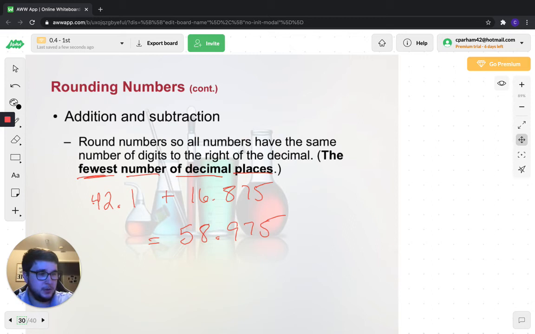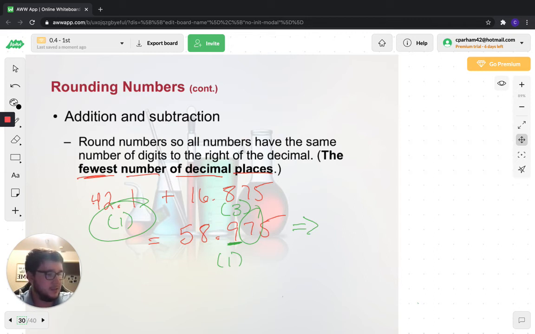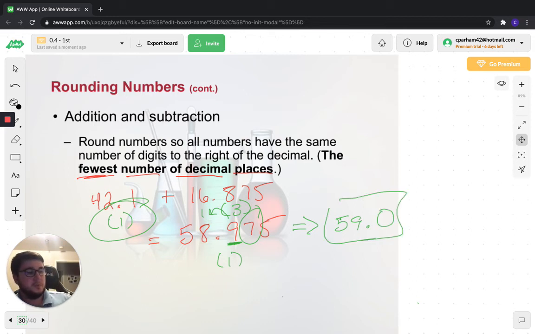Well, this one, 42.1, only has 1 decimal place, whereas this one has 3 decimal places. So my answer should have 1 decimal place. That means I need to round off here and look at this number to decide if I round up or down. If I round that 9 up to a 0, that means my 1 gets carried over there, and it's going to be 59.0. So that would be my answer in that question. Again, if your 9 rounds up to a 10, you carry the 1 in the next place over. All right, so that would be my answer for that one.